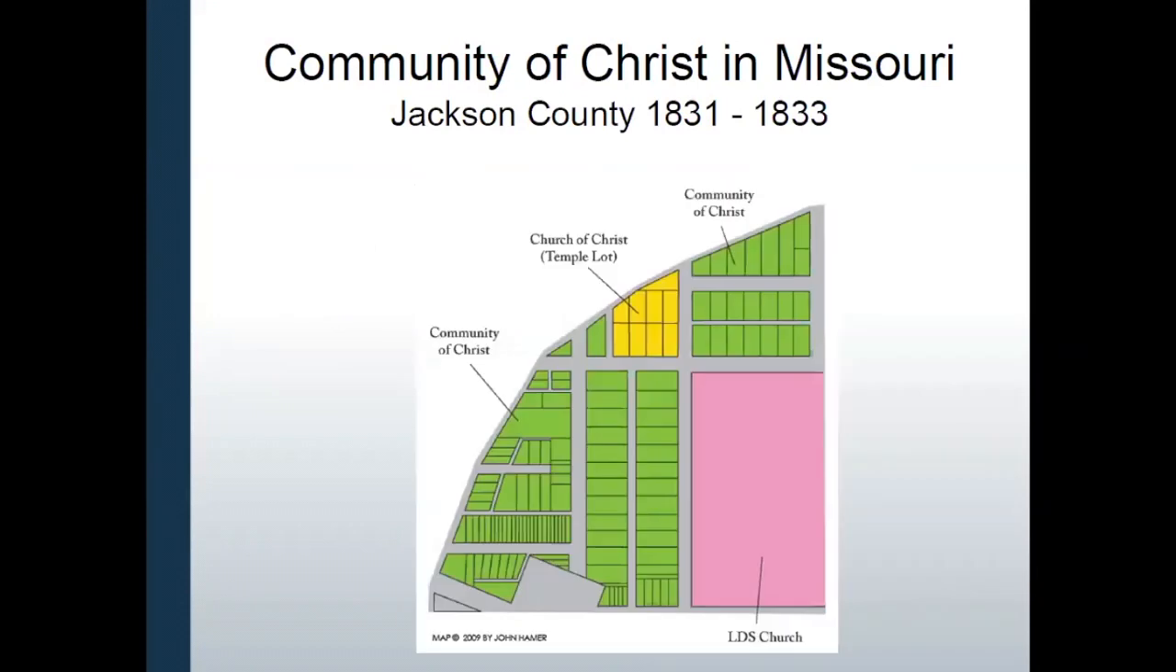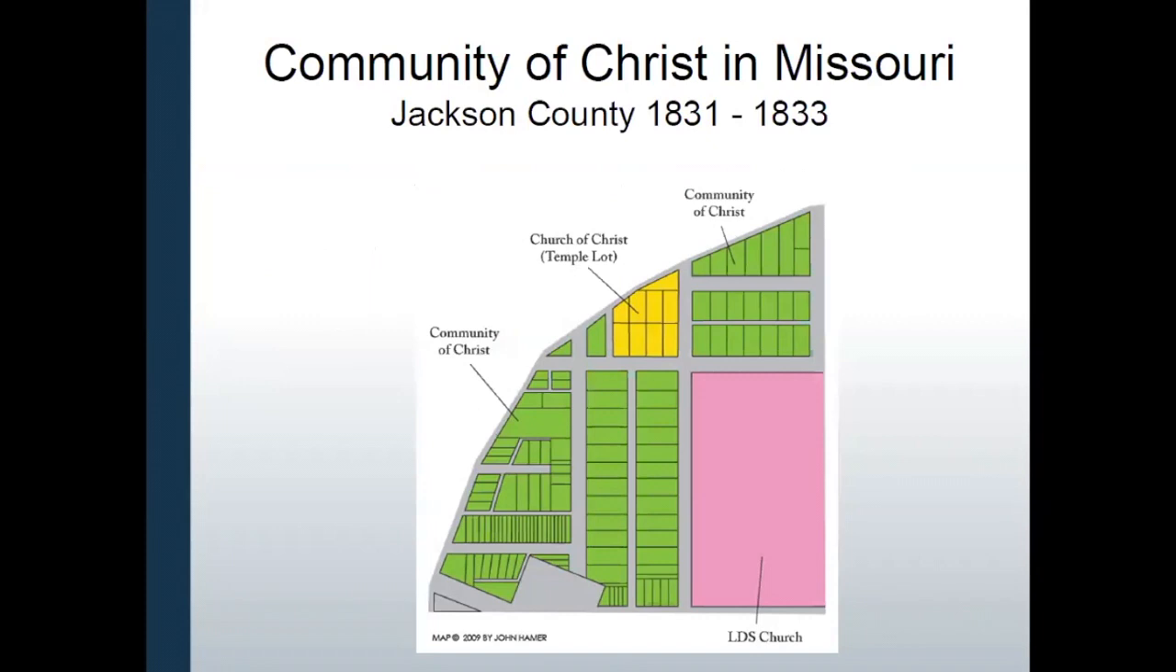This is the 63 acres we just talked about, but broken down by who owns what today. The green, about 40 acres, is owned by Community of Christ. The pink is about 20 acres owned by the Church of Jesus Christ of Latter-day Saints. And the Church of Christ temple lot is the yellow of the 63 acres.